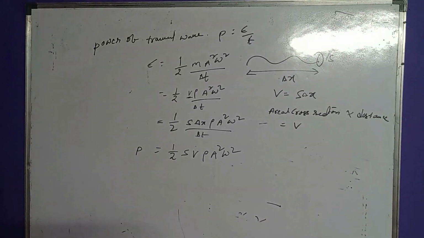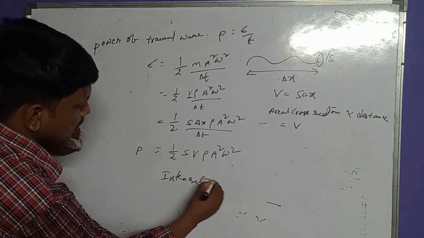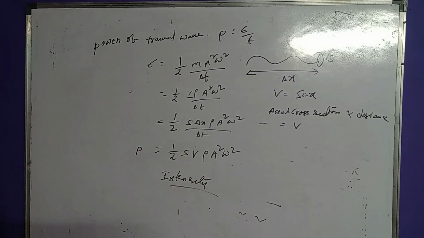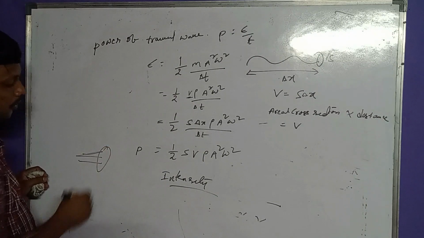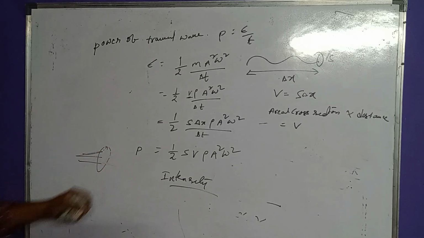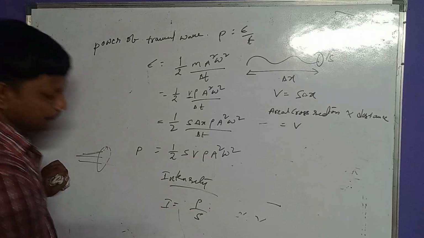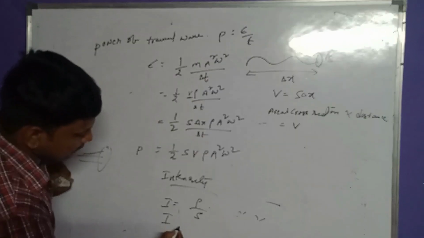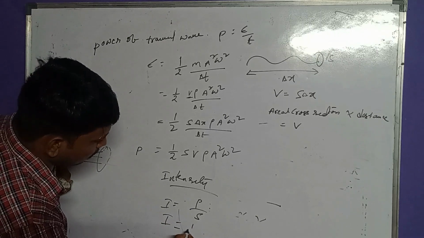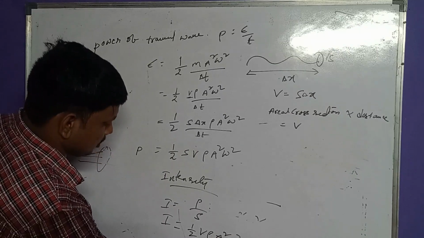Now intensity. Intensity means power traveling per unit area of cross section, that is called intensity, right? Power by area of cross section. So intensity is equal to, S gets cancelled, half into velocity into density into a square omega square.